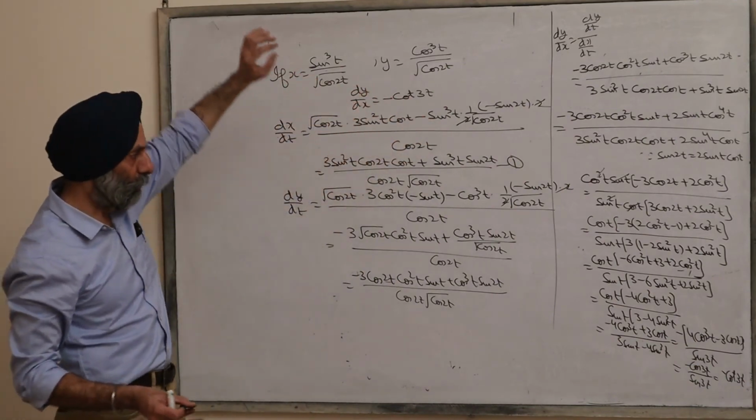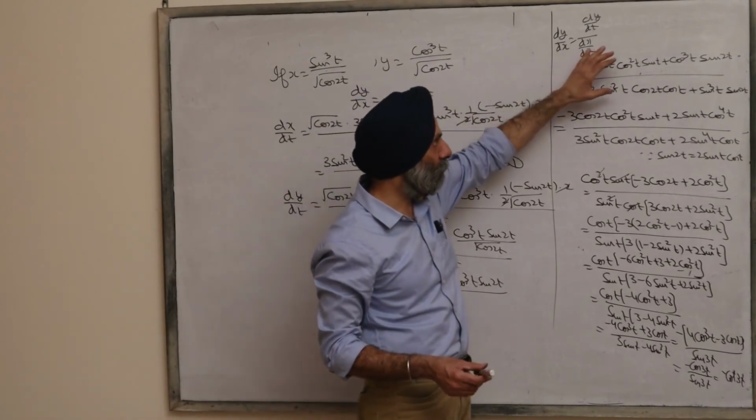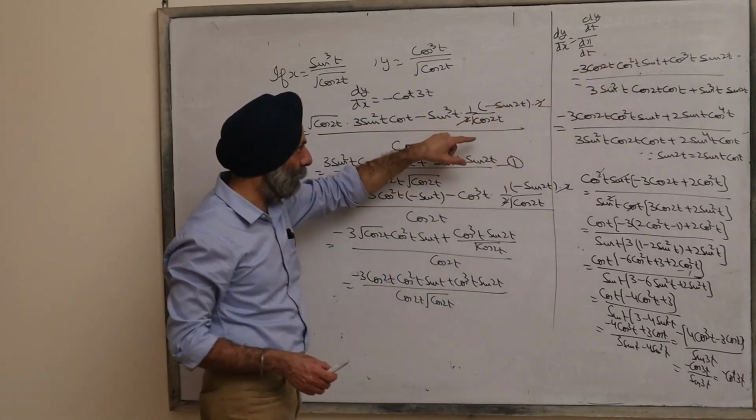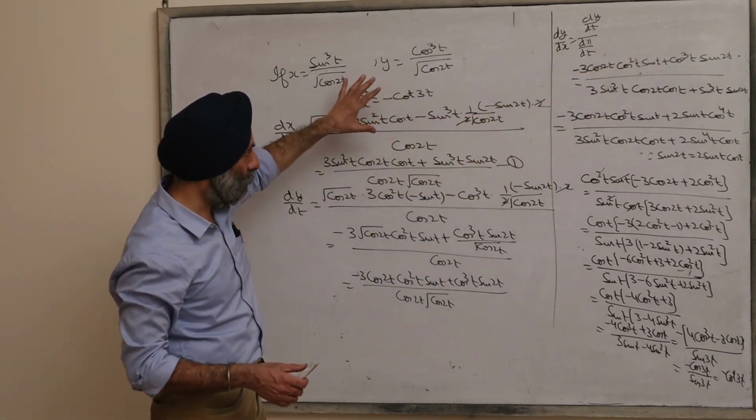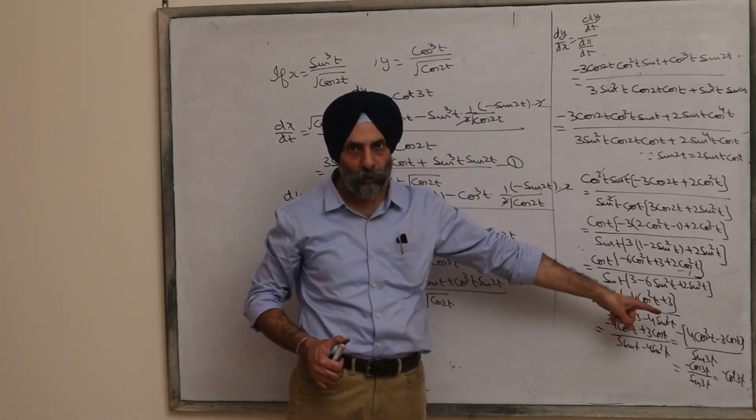A bit lengthy question. Well, it was not difficult to solve, but you should be very careful about all these steps. Be careful so that you don't commit any mistake. You can see that this is your minus of cot 3t here.